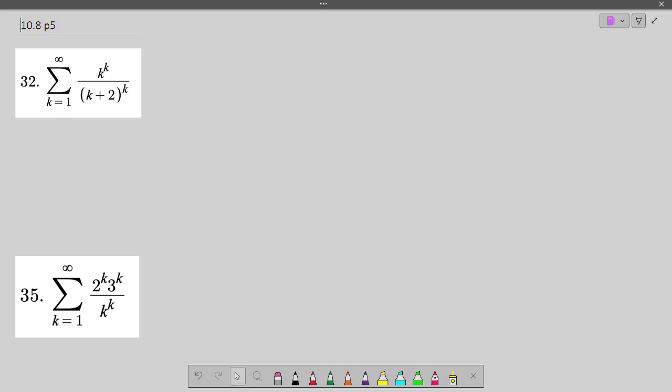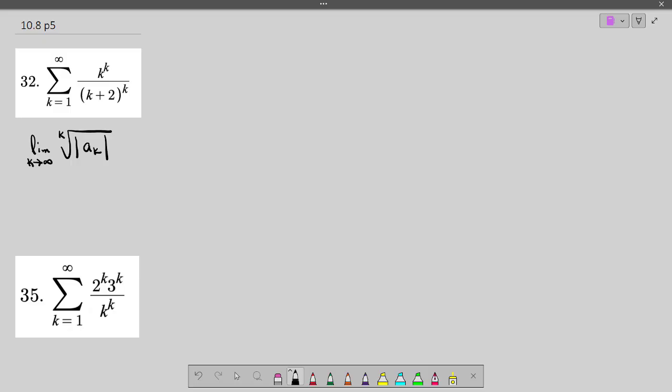All right, so the ratio test doesn't work here because we've got powers of k. Ratio only for factorial. Root test is the kth root, so that's going to wipe this out really nicely. So we're going to take the limit as k goes to infinity of the kth root of the absolute value of a sub k.